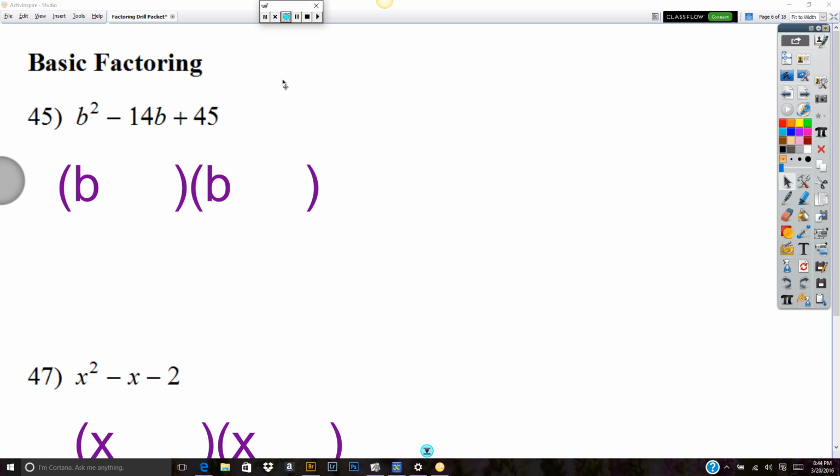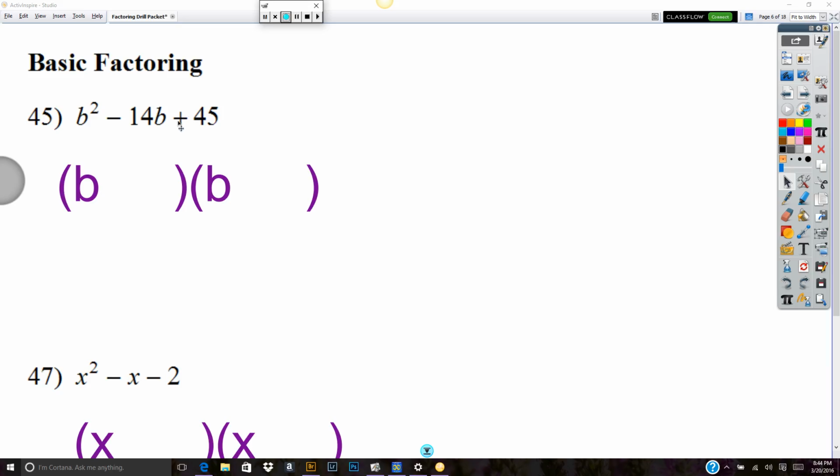Okay guys, now we're going to do the opposite of what we just did. Now we've got the quadratic and we want to go back to factored form. So we've got to figure out what signs would go in here and what numbers it would take to make these numbers work. Well, first of all, we've got a plus sign here.